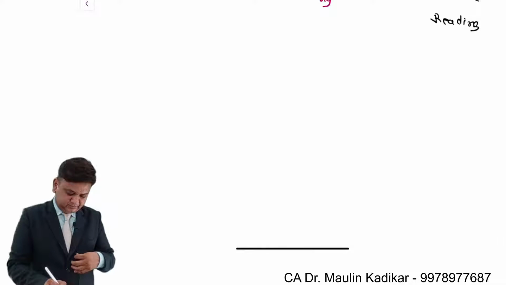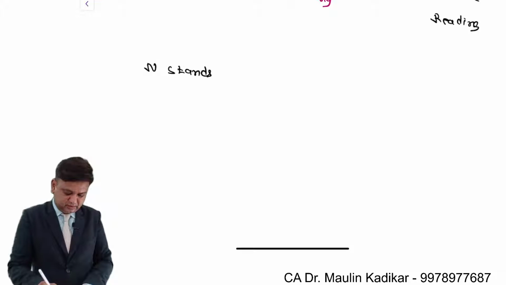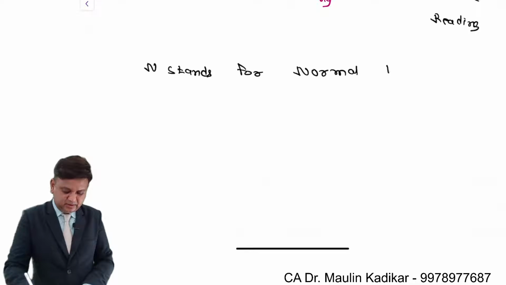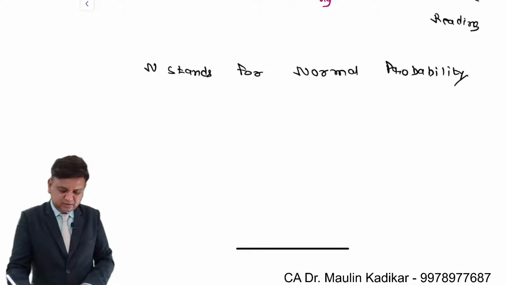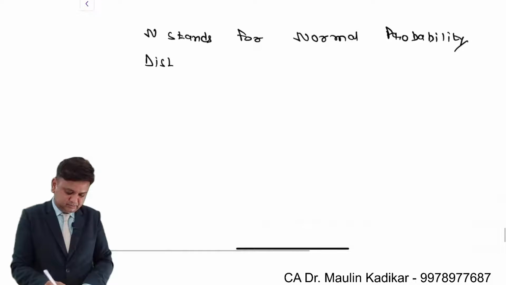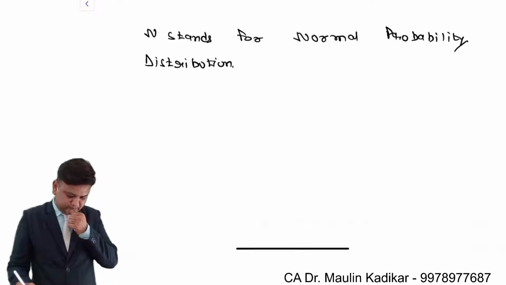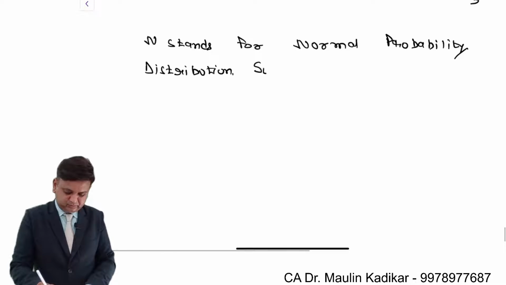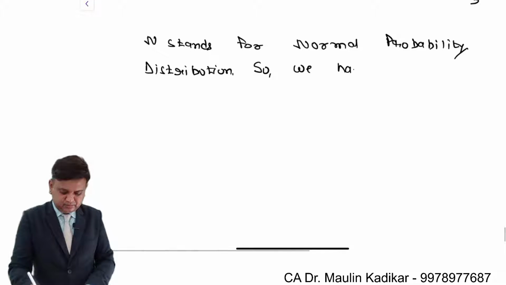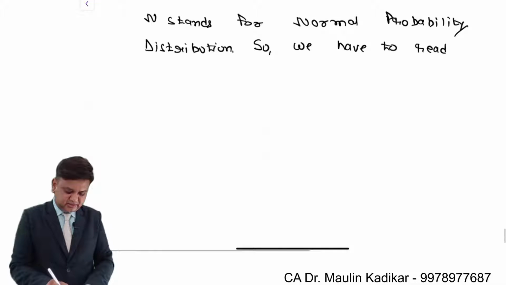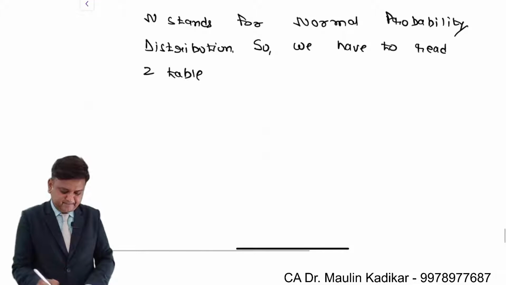With paragraph write down, N stands for normal probability distribution table. Normal probability distribution. Full stop. So we have to read Z table.